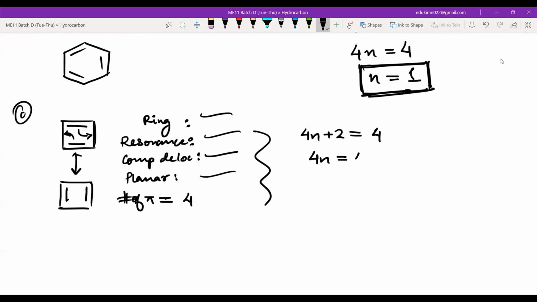4n is equal to 4 minus 2, and 4n is equal to 2. So n will be equal to 2 by 4, which is equal to 1 by 2. Yes or no?